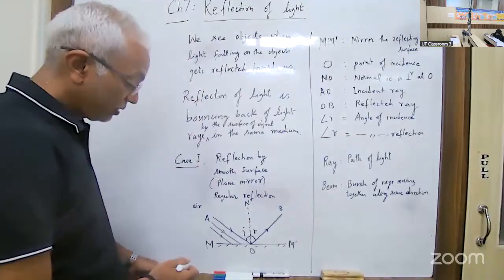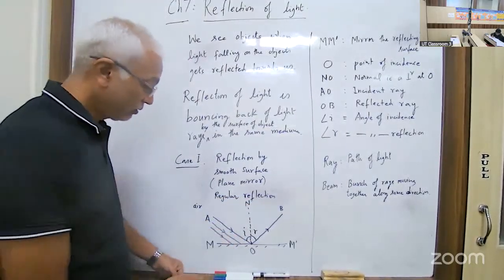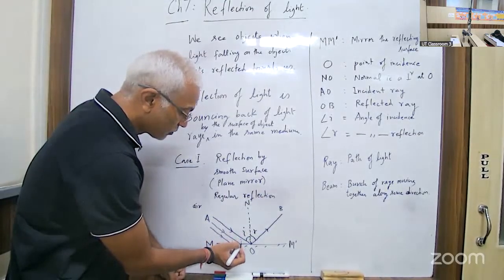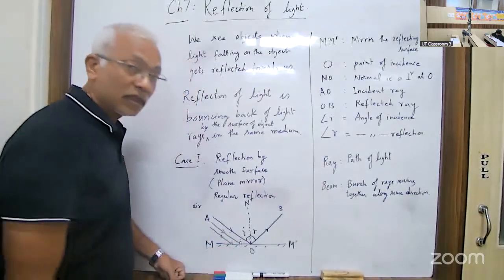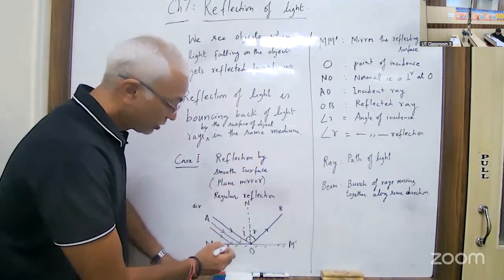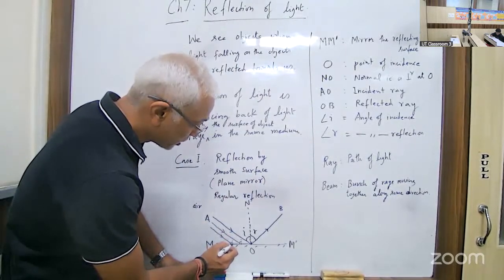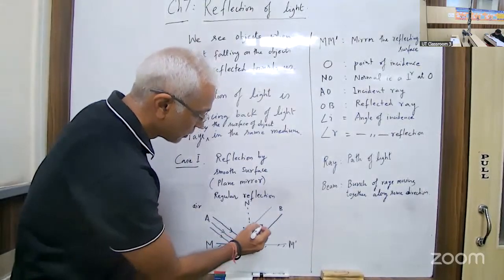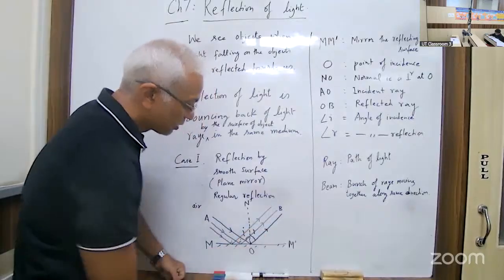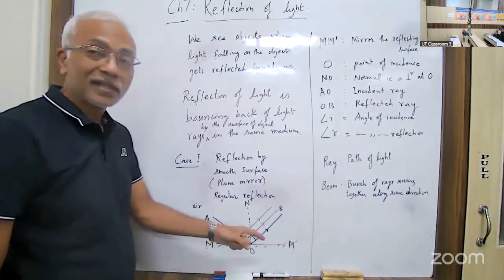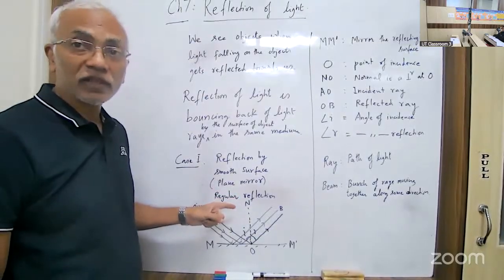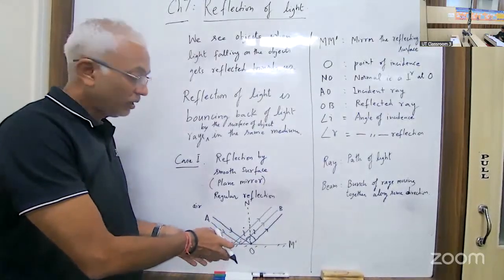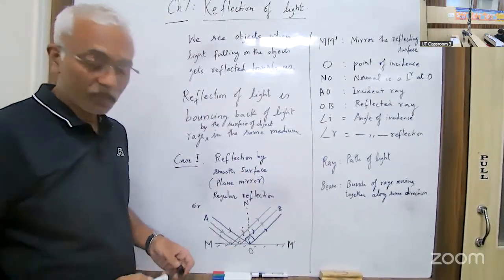Now to draw the reflected ray, these are different points of view. Everywhere you draw the normal, so everywhere you get this angle of incidence. Then you construct an equal angle on the other side. So you find that all the rays are parallel. The reflected rays are also parallel. So when this kind of reflection takes place, it is called regular reflection. All the incident rays are anyways parallel, always, right? And reflected rays are also parallel.